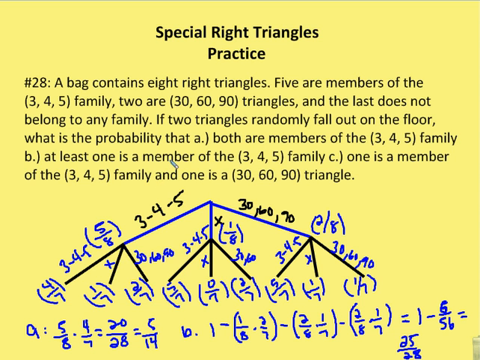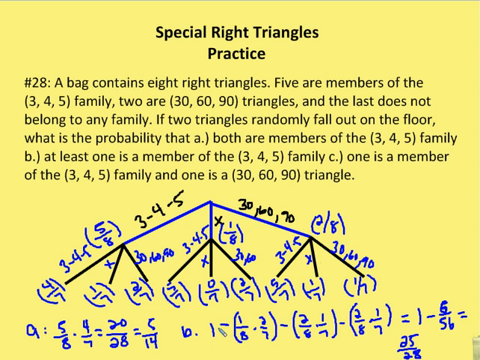For B, at least one is a member of the 3, 4, 5 family. What I want to do in this case is say, what happens if none of the members are part of the 3, 4, 5 family? What is the probability that that will happen? So I can't have anything from the left-hand side branch, and portions of both the middle and the right branch cannot happen. So I want to figure out the probability that I have just the x value, which is the no family triangle, plus the 30, 60, 90 triangle, and then the 30, 60, 90 triangle plus the no family triangle, and then the 30, 60, 90 triangle and another 30, 60, 90 triangle.